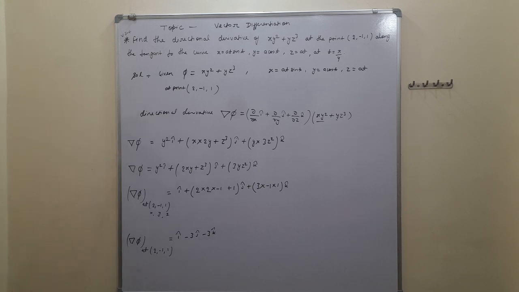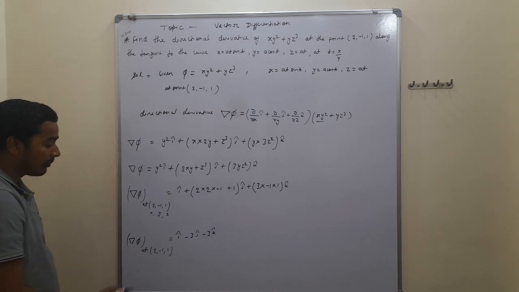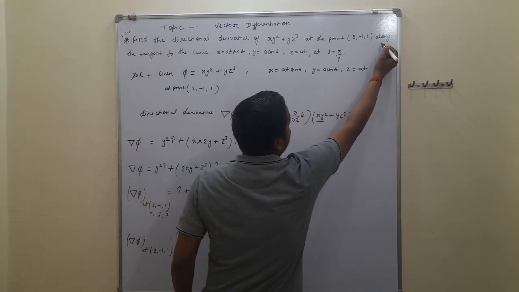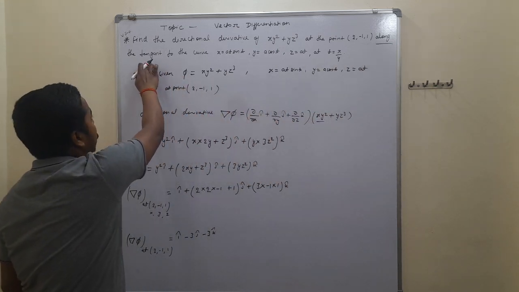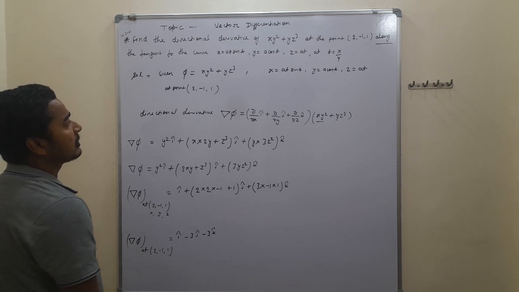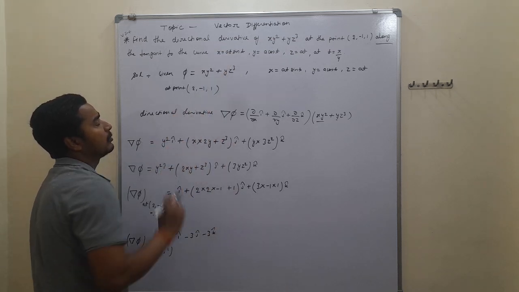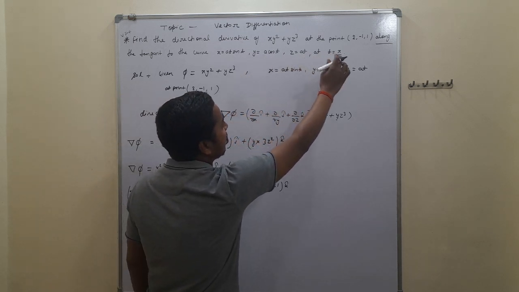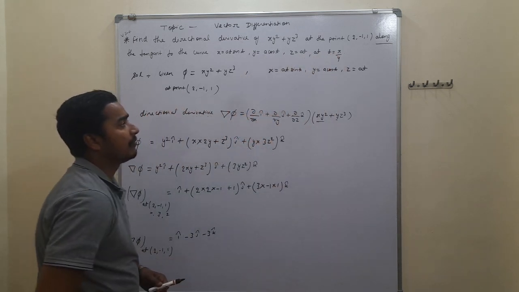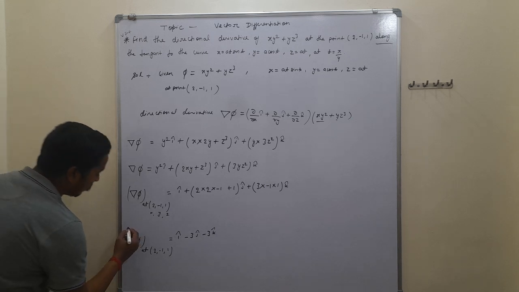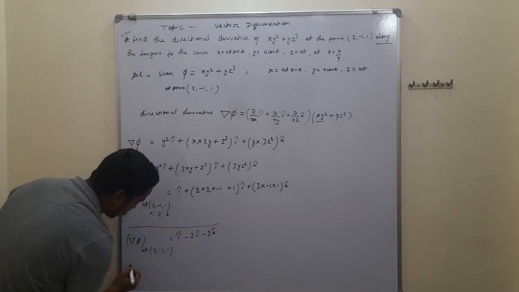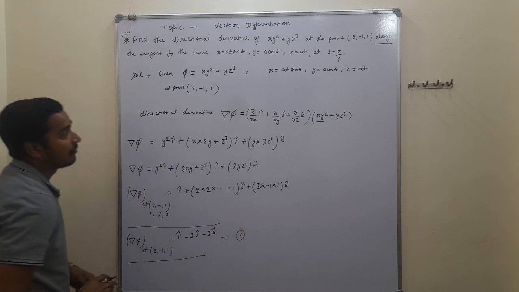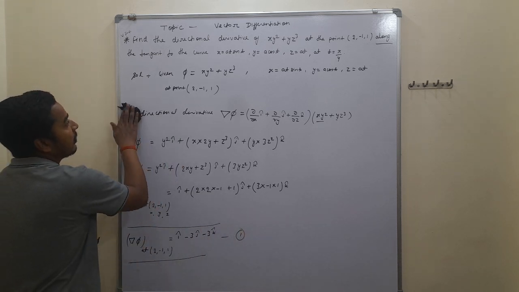This is the directional derivative at the point (2, -1, 1), and further we have to find it along the tangent to the curve x = a sin t, y = a cos t, z = at at t = π/4. The first part is solved; let this be equation 1, and further we have to solve the second part.